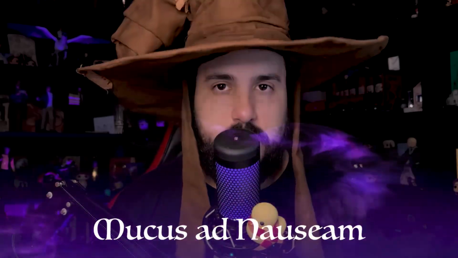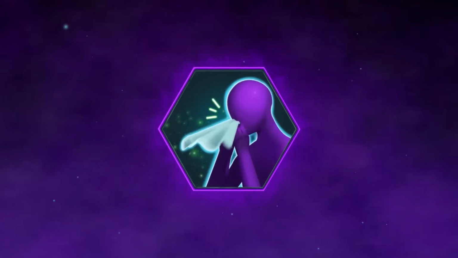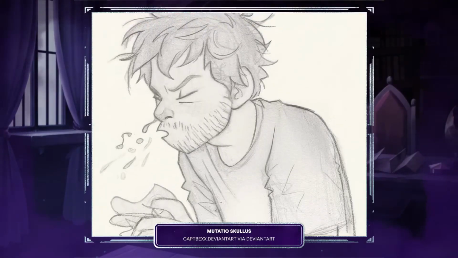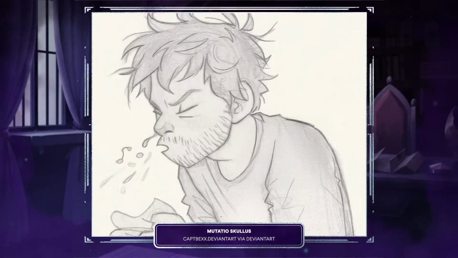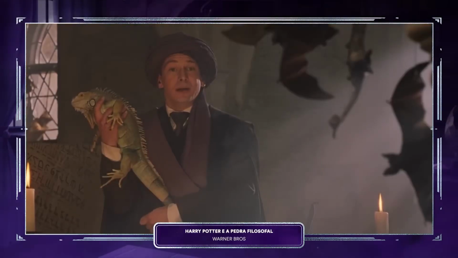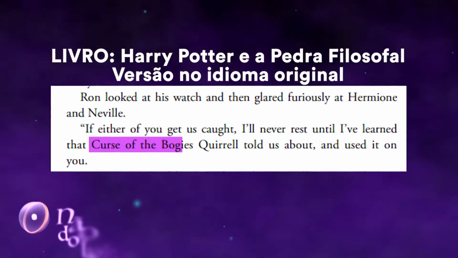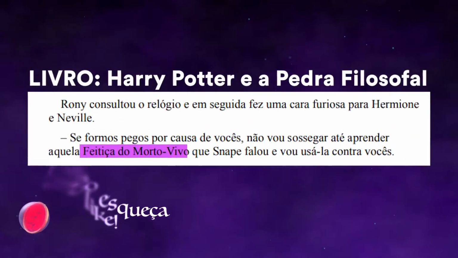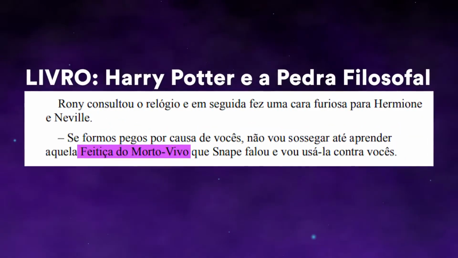Mucus ad Nauseam. This spell causes a severe cold with a lot of runny nose in the victim, caused by constant sneezing that produces a lot of mucus. It first appears in Harry Potter and the Philosopher's Stone. Quirrell teaches it to first years, and Ron calls it the boogie curse or snot curse. In Portuguese it became a different spell name, but in English it's the boogie curse, or snot curse.